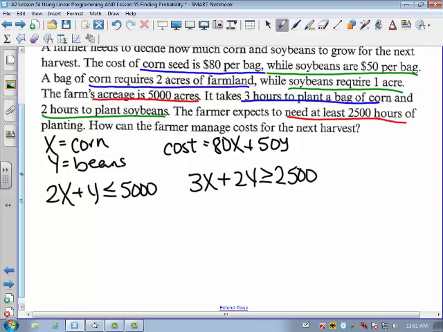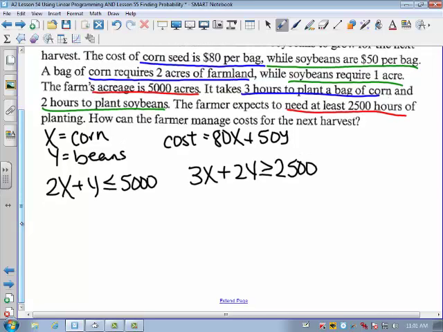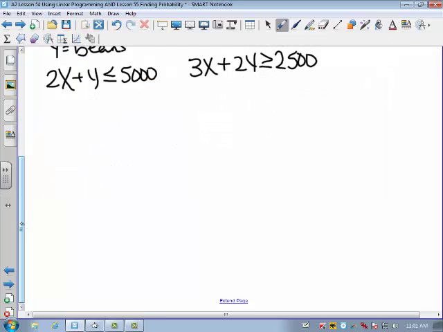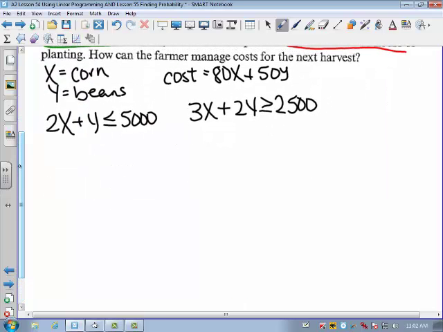Now the only other constraint we have is where we're graphing this information. What location on a coordinate plane do you think we would want to graph this information? Quadrant 1. It's got to be positive numbers. Can he buy negative amounts of corn? No. Can he spend negative hours? No. It has to be positive. So we're definitely dealing with the first quadrant.